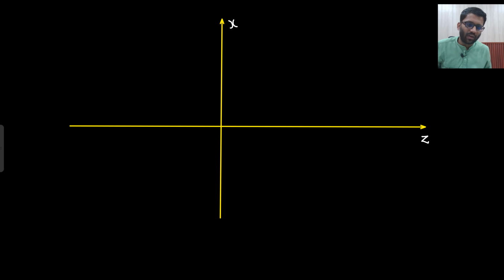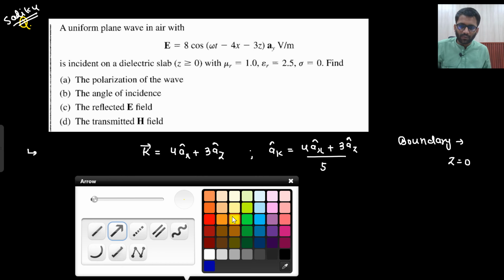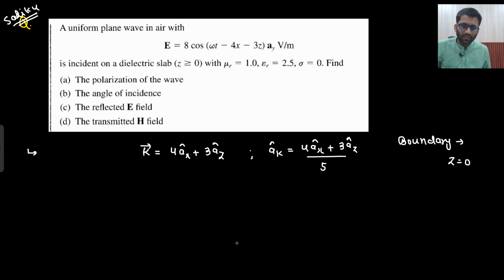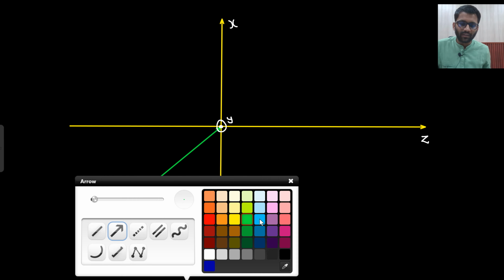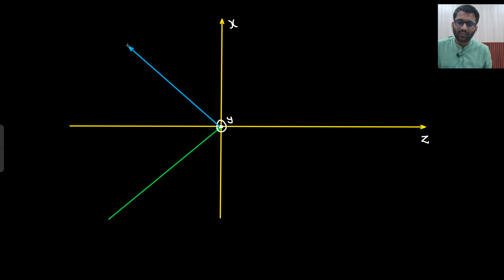Zx. Now how is my wave traveling? 4 in x, x is upward actually, 4 in x and 3 in z. So the wave would be traveling something like this. So the wave is striking like this. And which is my boundary plane? My boundary plane is this xy plane, right? I hope you are comfortable with this diagram. Xy plane is the boundary plane. This is how the wave is coming. So how will it be reflected back? It will be reflected back in this manner.